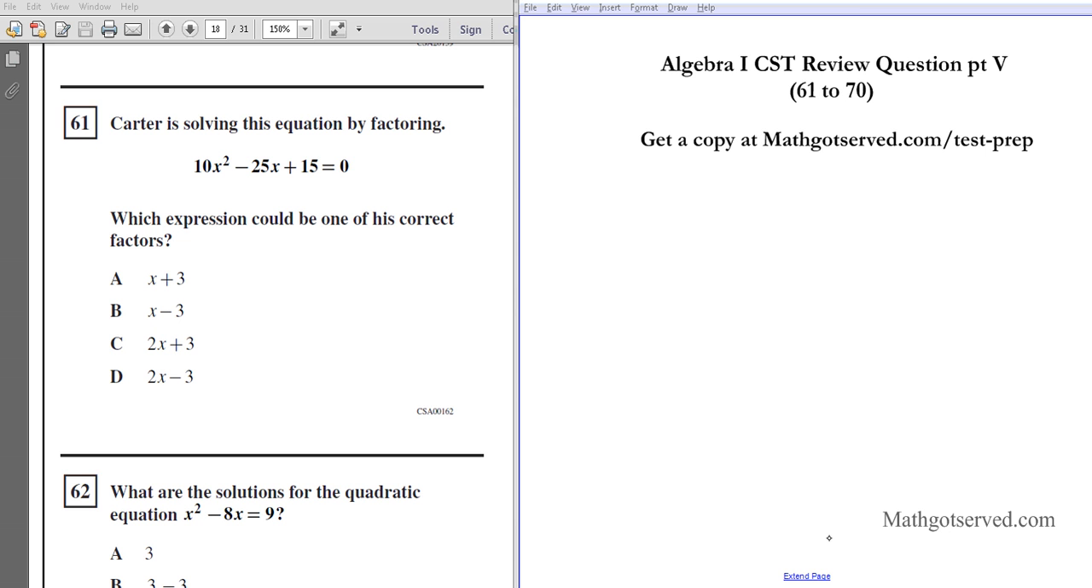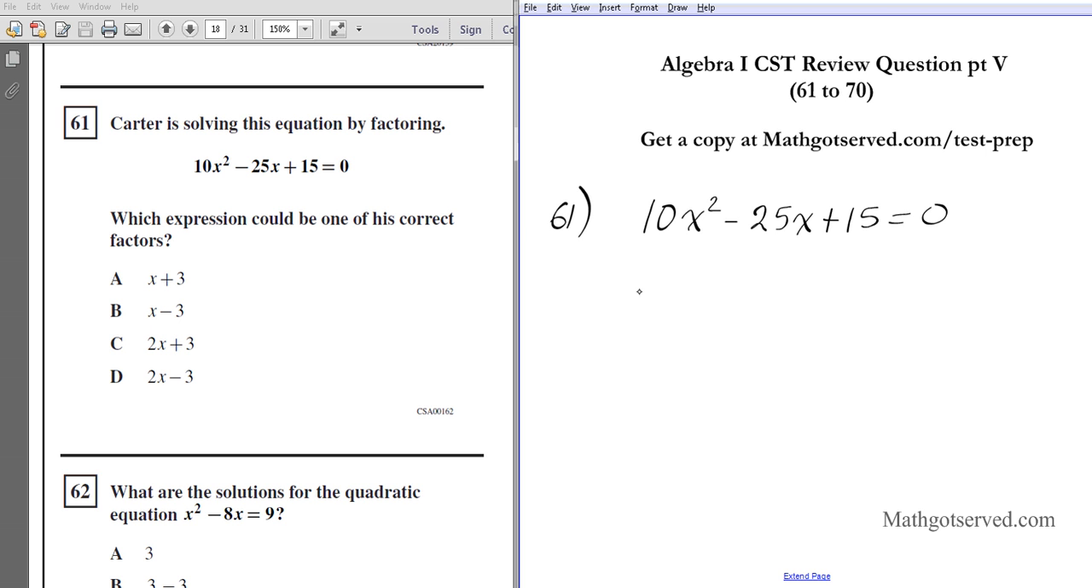So in this problem, we're basically going to be factoring this quadratic equation. We're not solving it all the way, we're just factoring. Okay, so we have 10x squared minus 25x plus 15. To factor this, I'm going to be using the x method. So before I do that, I need to break everything down, find the composition of every single term, and then pull out the greatest common factor.